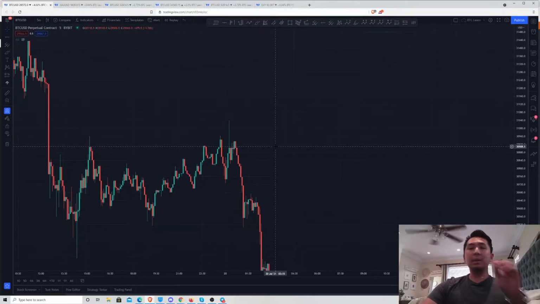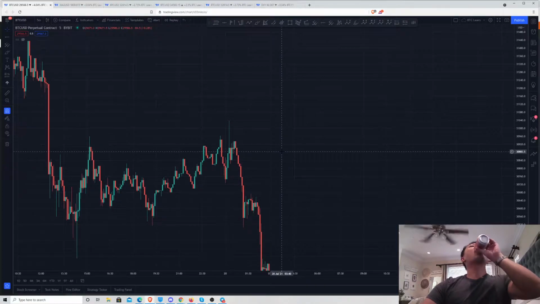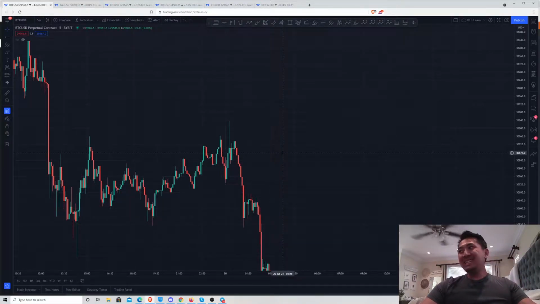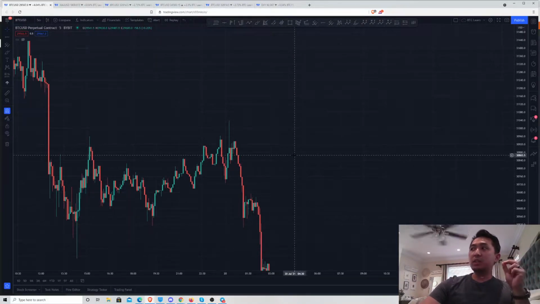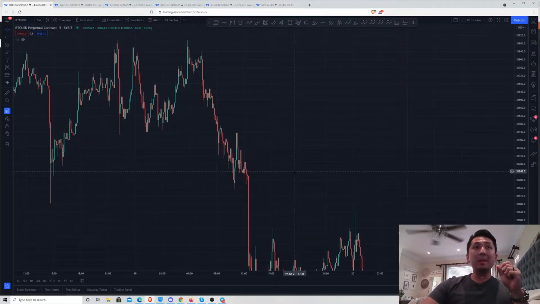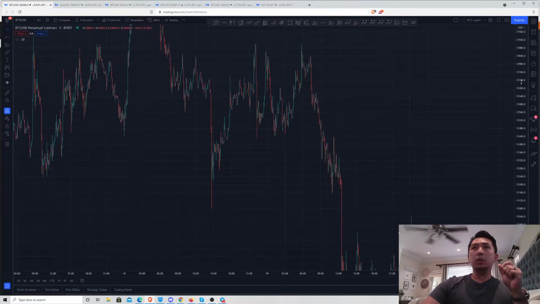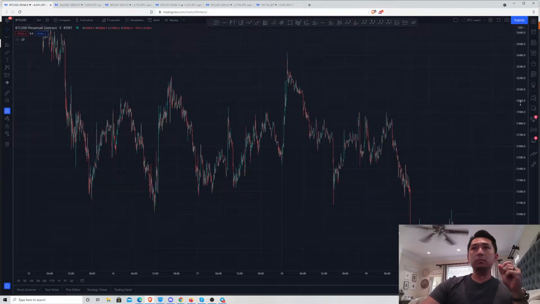So the nicest thing about these swing failures is you have the easiest stop loss in the world, and most of the time it's a very tight stop loss. So it makes these very good risk to reward ratios. Okay.